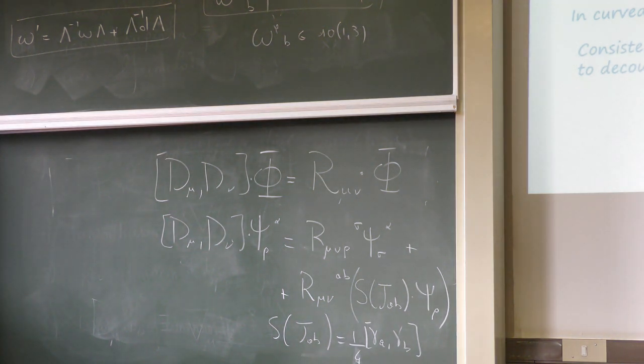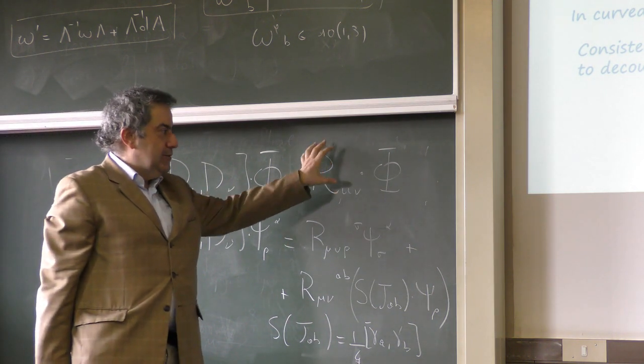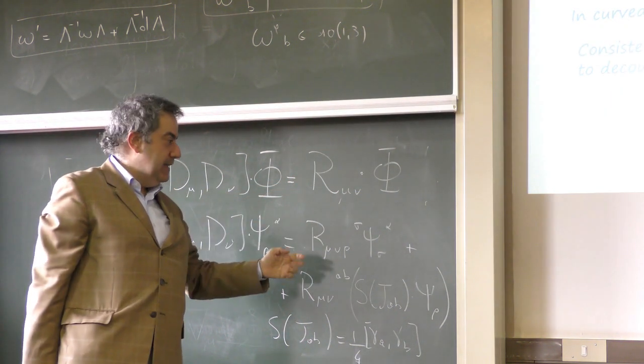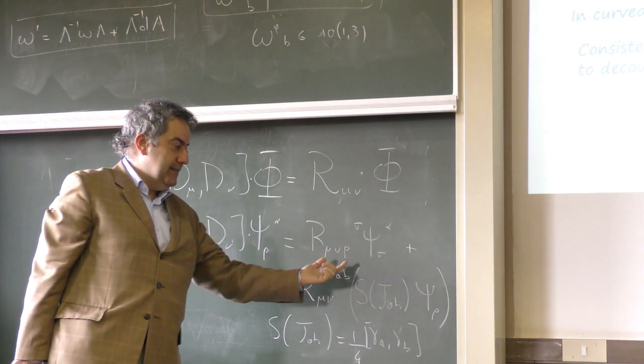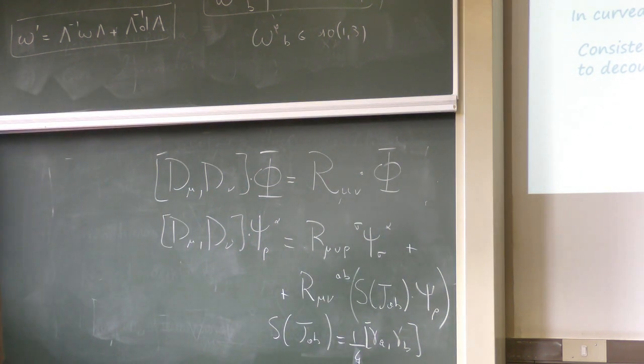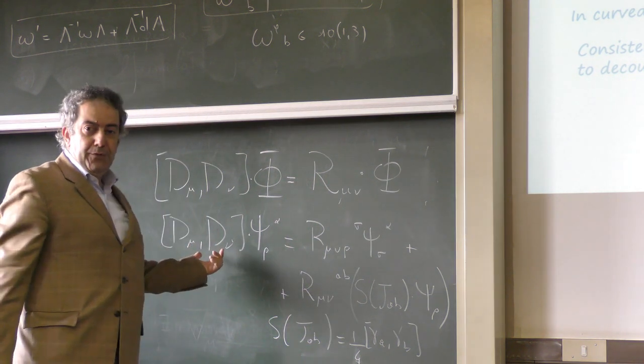So this is the way the commutator of two covariant derivatives on a field is R in a suitable representation of the field, acting on the field. Okay, this action on space-time indices is this, and the action on local Lorentz spinorial indices is like this. Okay, so you see they don't move.